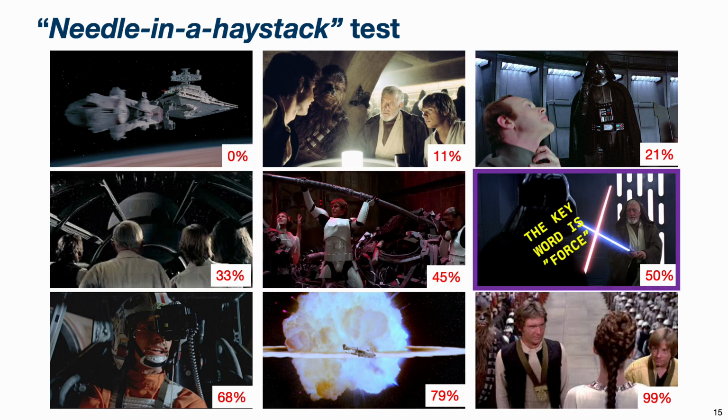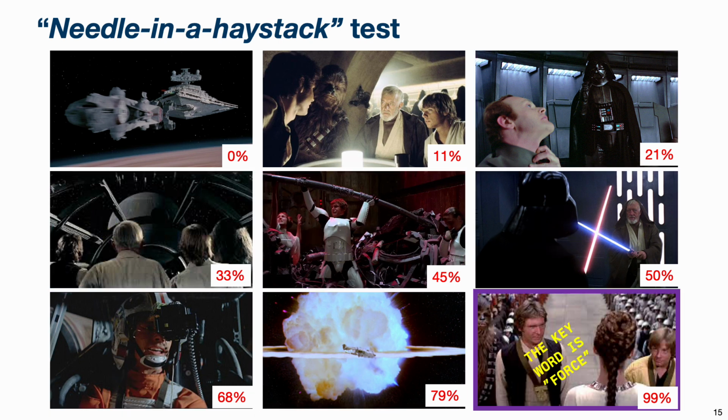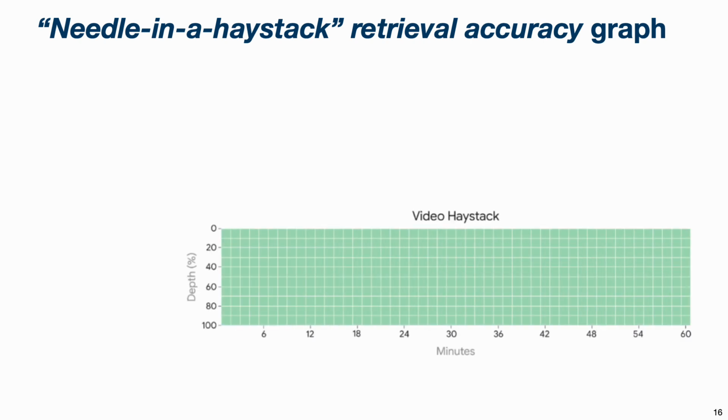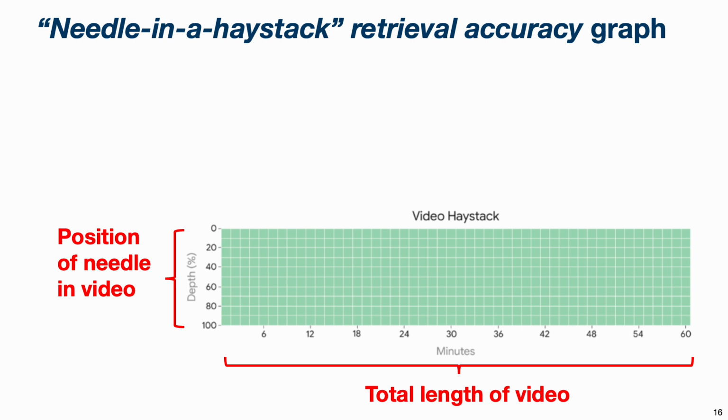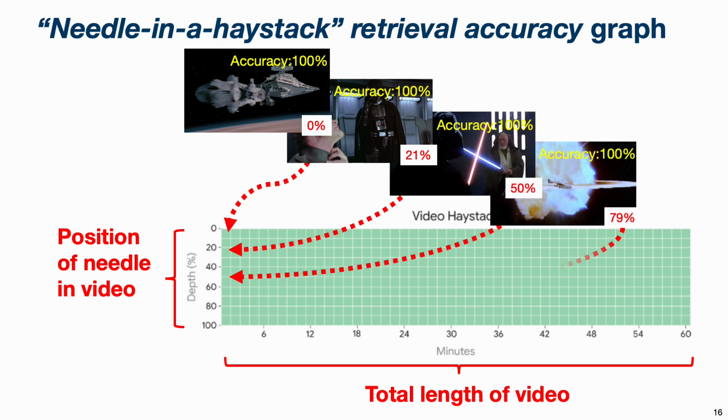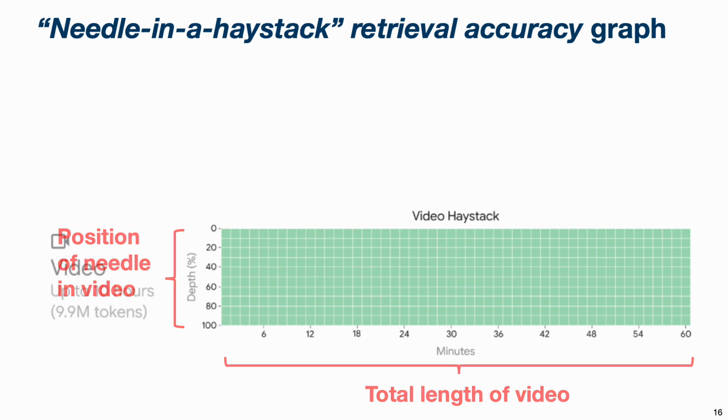And then by checking the binary question of whether it gets accurately retrieved at each position, we're able to produce a retrieval accuracy graph. Here's what it looks like. Basically, it's just a bunch of green squares, where on the y-axis we have the depth, or that percent I was showing before, the position of the needle throughout the video's length. And on the x-axis, we have the overall length of the video in minutes. So by checking at each of these different positions, we're able to fill in a green square when the needle is retrieved accurately 100% of the time.